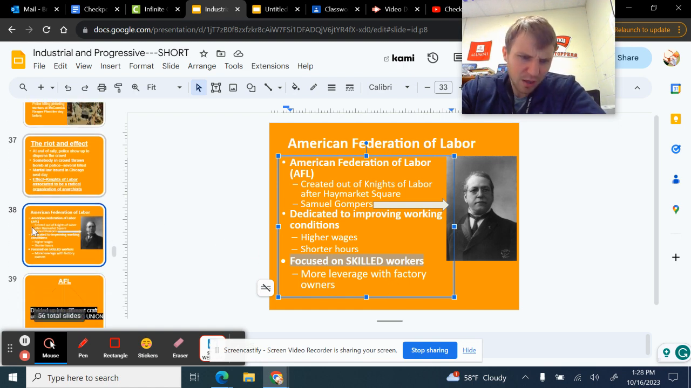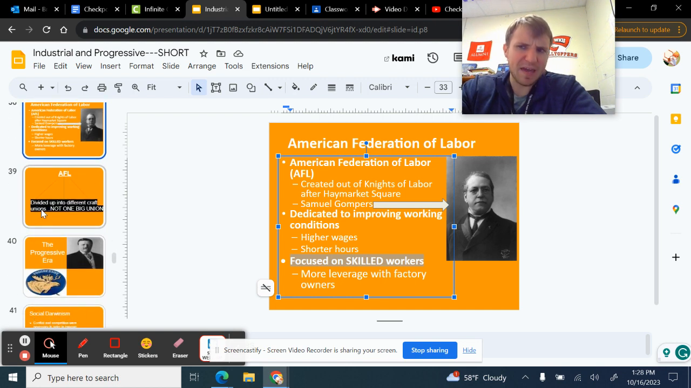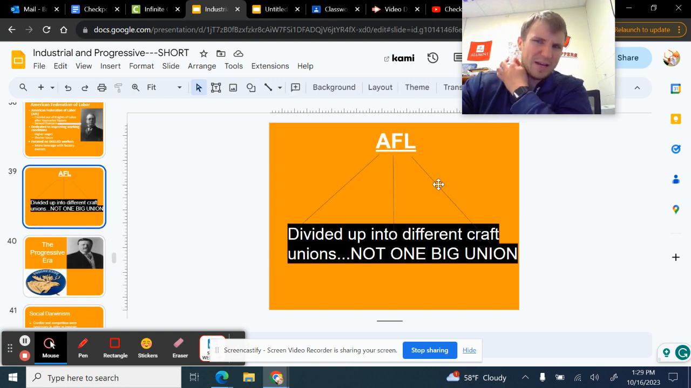An interesting thing about the AFL is that it was divided up. Instead of being one big happy union, it had all these craft unions. So it was based on all the welders being a part of this part of the union, all the plumbers being a part of this part of the union, and so on. All these different unions were part of the overarching AFL, but there was still a little bit of difference there. They had a little bit of autonomy to do whatever they wanted.